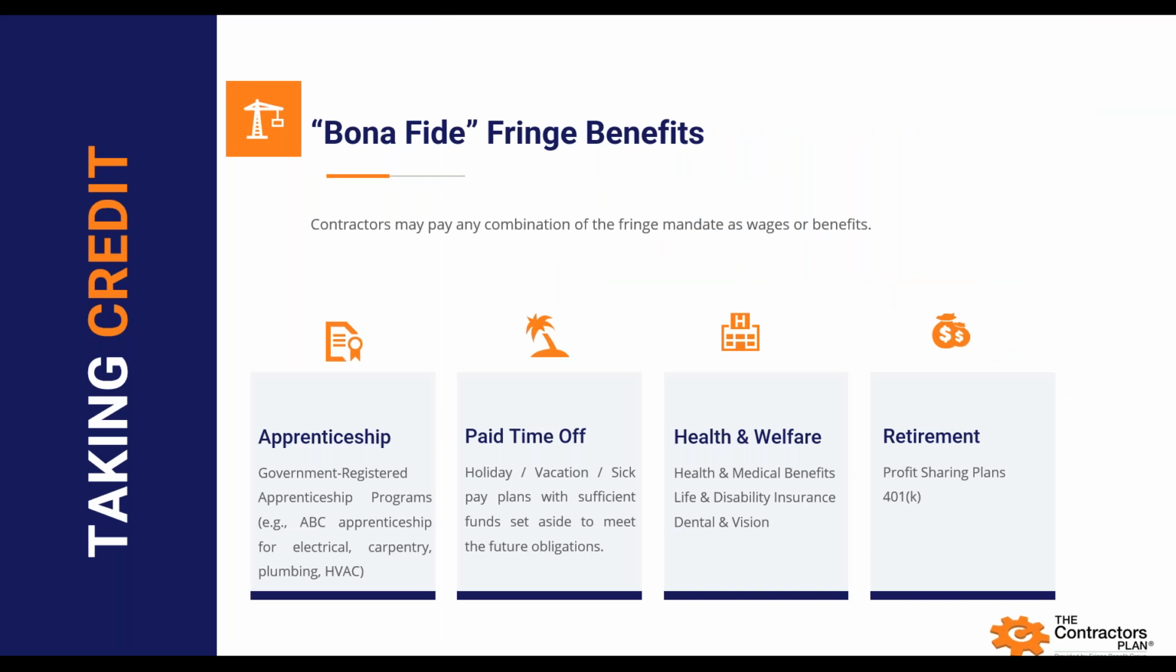Okay, so I've mentioned bona fide a couple times. A lot of people call it that, and that's perfectly fine. It's, I think, Latin, the fancy name for what the government considers actually allowable. The first is apprenticeship, and it must be a government registered apprenticeship program. With programs like the ABC apprenticeship program or an IEC apprenticeship program, you can reduce your fringes by the cost of those programs. Note that training like a toolbox talk or other non-apprenticeship programs cannot reduce your fringe obligations.